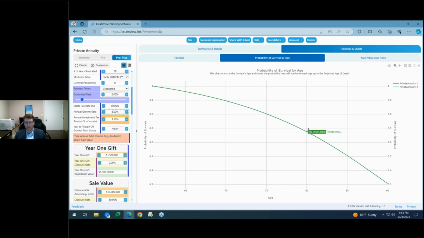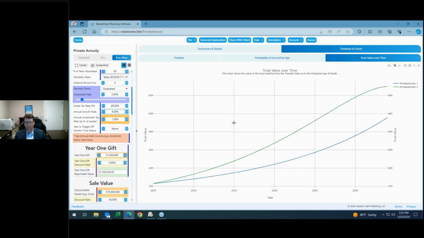Their likelihood of surviving to a certain age, kind of a nice chart to show to clients. You know, if you're age 80, you got just over a 60% chance to live. If you're looking at age 80, 90, you have a very low chance of living past age 90.